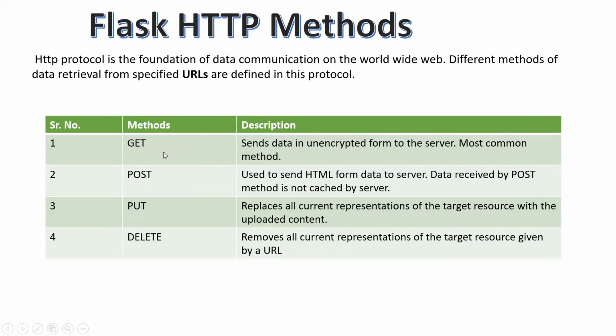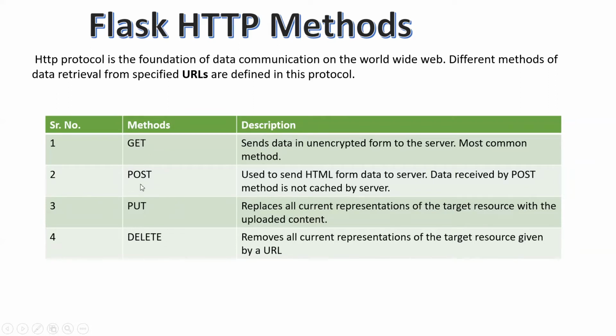So what is the GET method? It sends the data unencrypted to the server, and it is the most common method. That means when the user submits the data, it is unencrypted. For example, if the user even sends a password, it can be seen in the browser. The data can be seen in the browser. Normally secret data like passwords and such other things is not sent through this. Normally product id, customer id, user id, this kind of data is sent through the GET method.